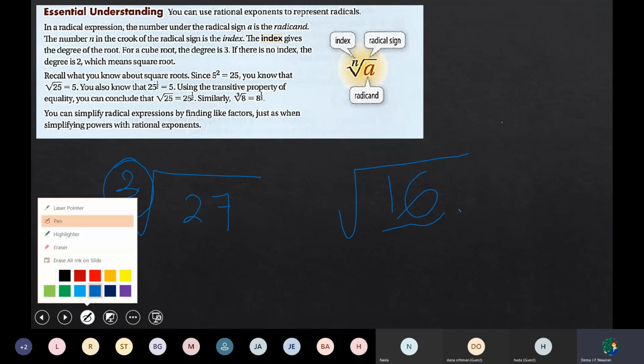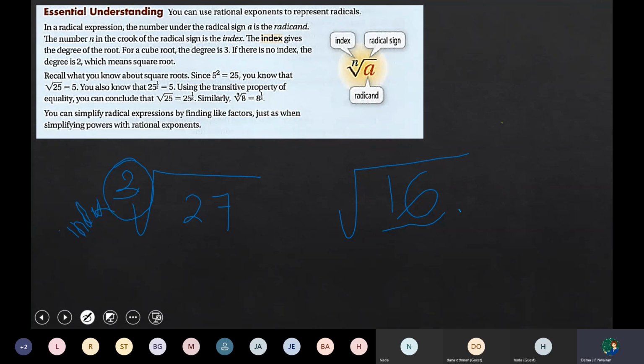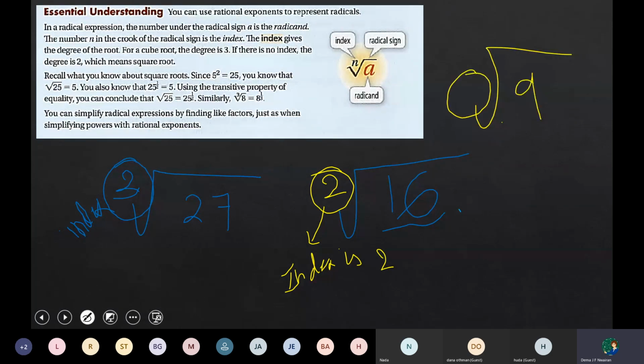Now, the new thing I want you to know is that if there's no number written here, that means the index is equal to 2. Every time you see this, it means the index is 2 by default. But if you see 3 here, it is the cubic root of the number, so we can say also that the index is equal to 3.